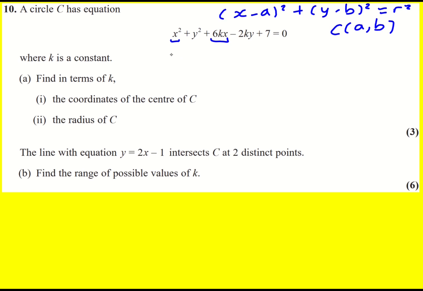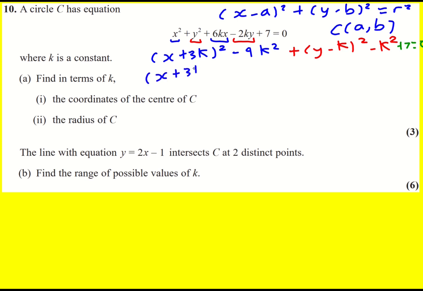First of all, on x, I'm going to get x plus 3k. I have 6k, so this will give me x squared plus 6kx plus 9k squared. So I'm going to need to minus 9k squared as a consequence to keep it all okay. And then over here, very similar, y minus k squared, and then I need to minus k squared. And then I've still got my plus 7 equal to 0.